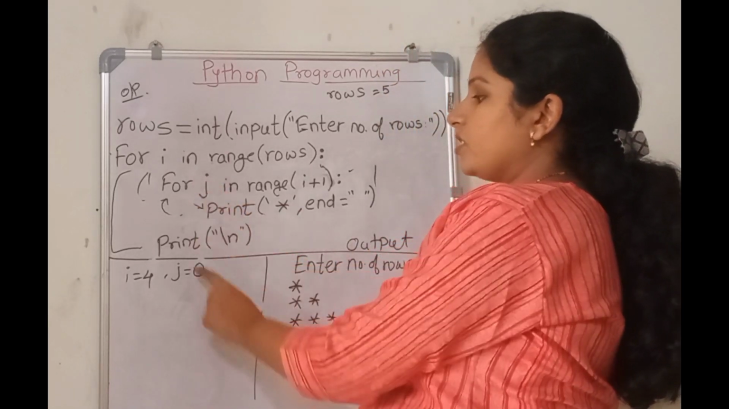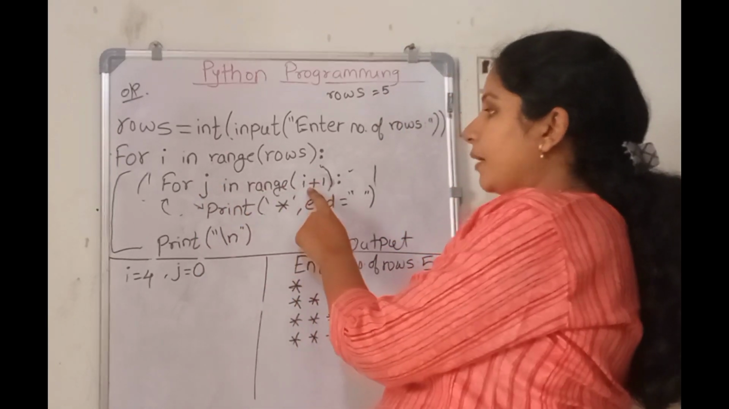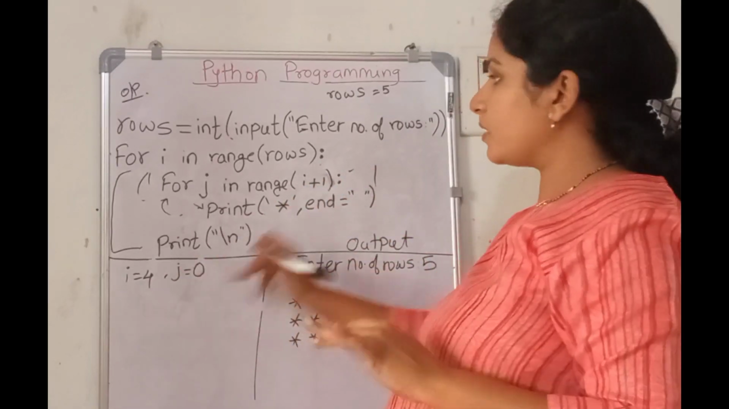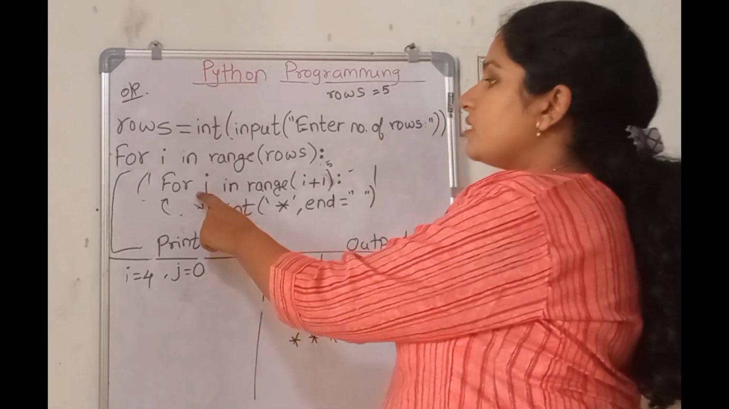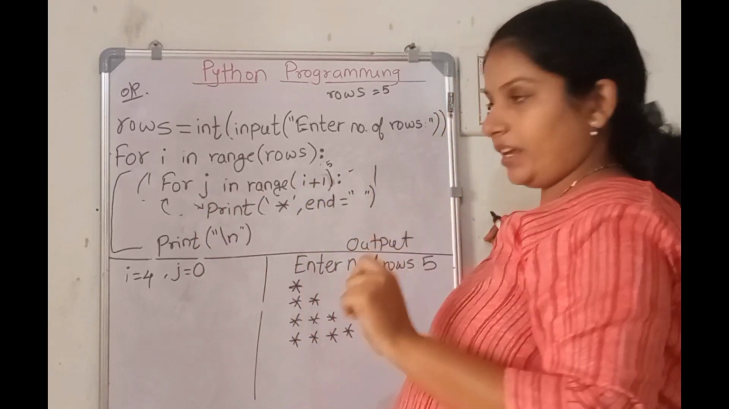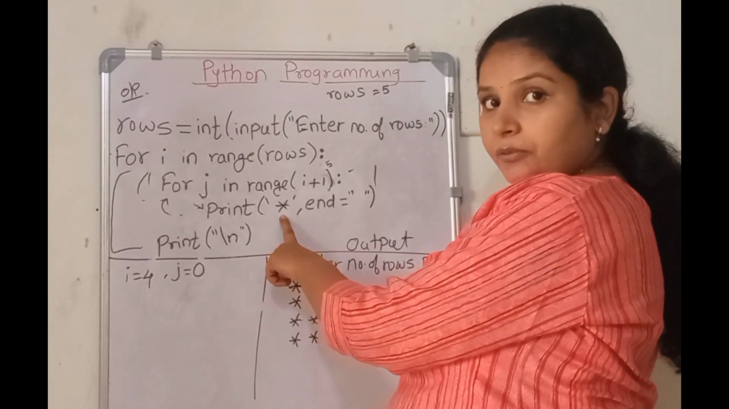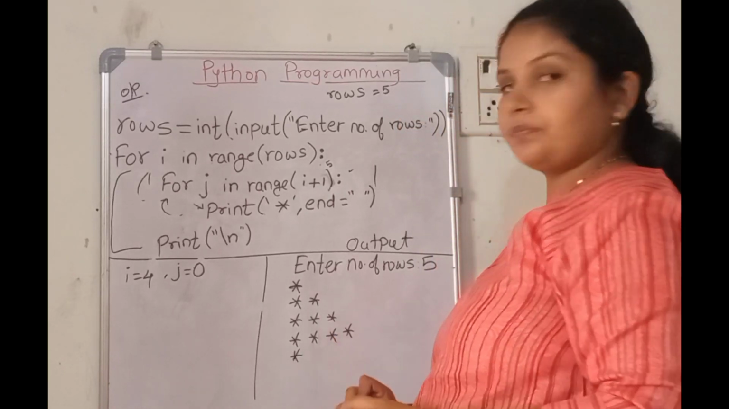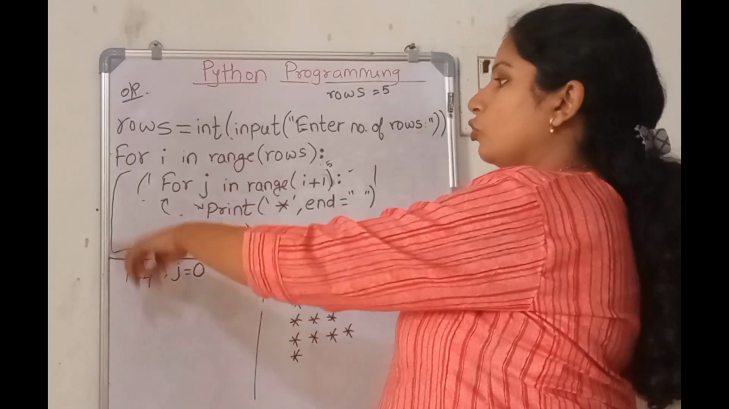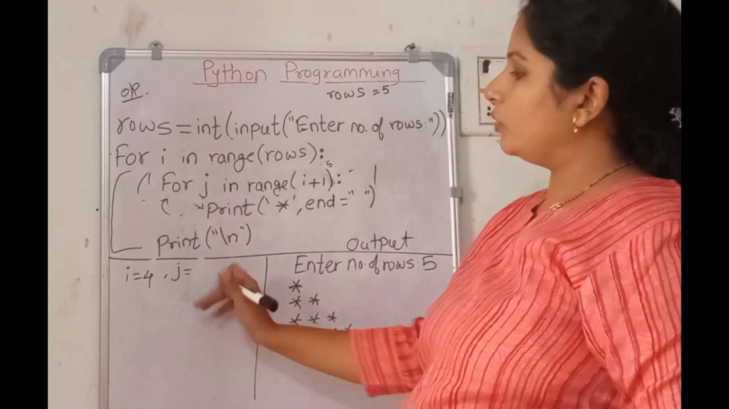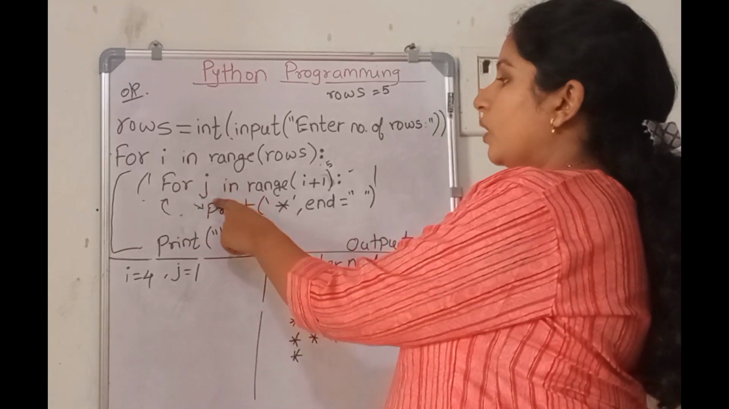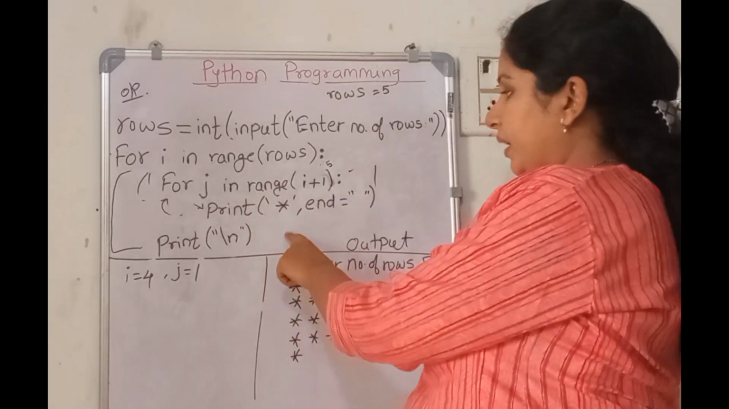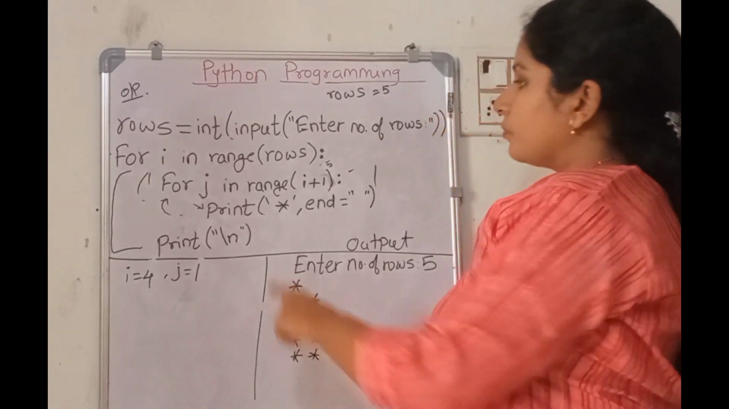Now j value is 0 in range I plus 1, which is 5 now because i's value is 4. 4 plus 1, 5. Is j 0 less than 5? Yes. Go inside and print the asterisk to the new line. Then go back to the j, j value incremented by 1. 1 is less than I plus 1, which is 5. Yes. Print the second asterisk.